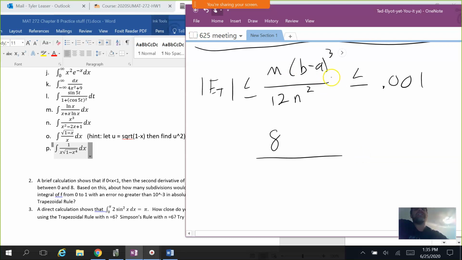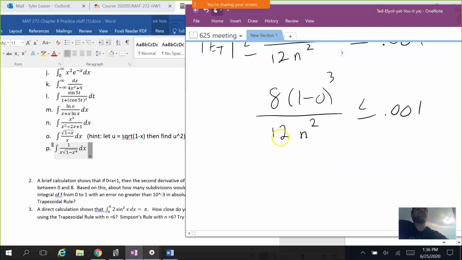B minus a is the interval. We're going between 0 and 1. So 1 is going to be the b minus 0 for the a, and that's cubed. That's all going to be divided by 12n squared. We do not know what the n is. That's what the question's asking us to find. It's asking us to find the number of subdivisions.